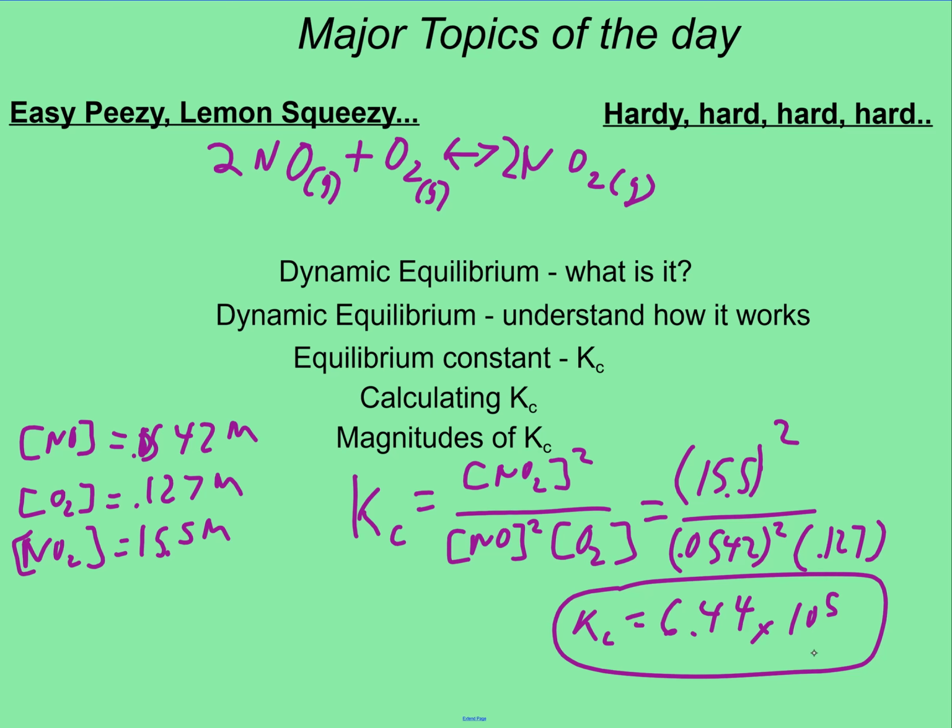Then the magnitude of Kc. Kc was really big, over 10 to the third, and so the products are going to be favored, which makes sense because it was mostly product. If Kc had been really small, then the reactants would be favored, and if it was close to 1, then neither would be favored. But that doesn't tell you the rates. It's just telling you what is formed.